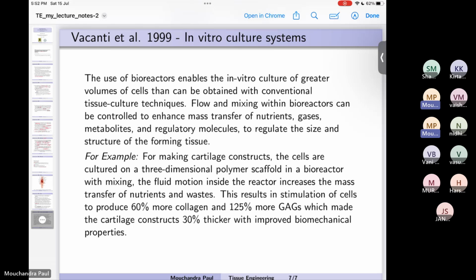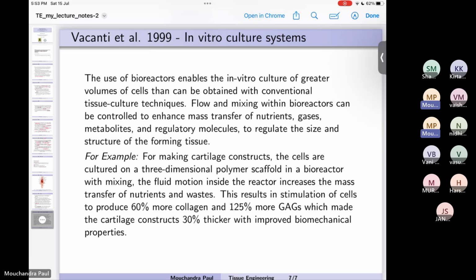Because of this, they observed that the cells were stimulated in such a way that they produced 60% more collagen in the matrix. All right, the cells made 60% more collagen than what you would expect if you do it in a lab scale setting, or when you do it not in this kind of a culturing system. And also the GAGs, these are again ECM proteins. The content of GAGs increased by 125%, and the overall cartilage construct became much thicker, around 30% thicker, because of which the construct has a better mechanical property.